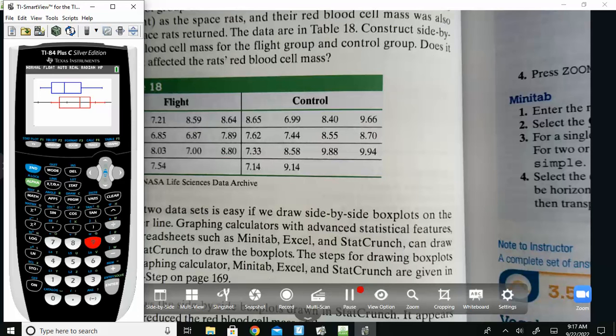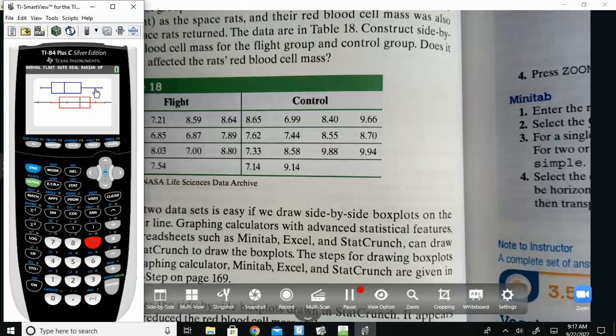The control group, isn't it less spread out? You know, we've got a longer tail here. Could you compare like the center of these 2 sets? The control group is a lot higher. The flight group is a lot lower. So you can make comparisons on the 2 based on those graphs when you put them together. All right, questions on that?